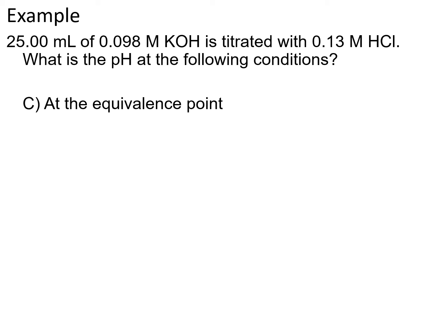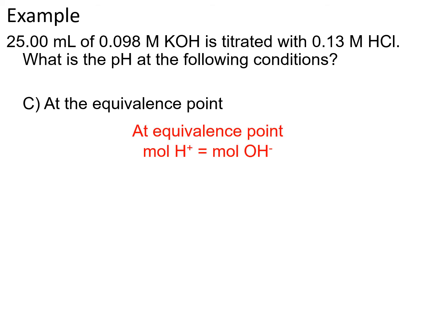Now, let's go to the equivalence point. Here, I have to remember the definition that the moles of acid need to equal my moles of base. So if I have the same number of moles and I'm dealing with a strong acid and a strong base, I'm back to where I started with a normal solution. I know my pH is going to be 7.